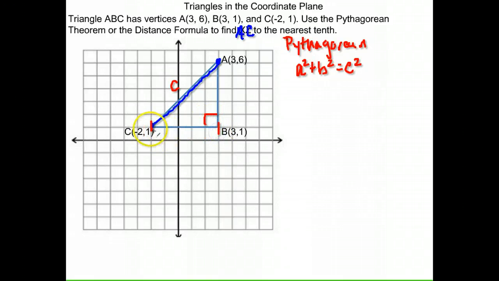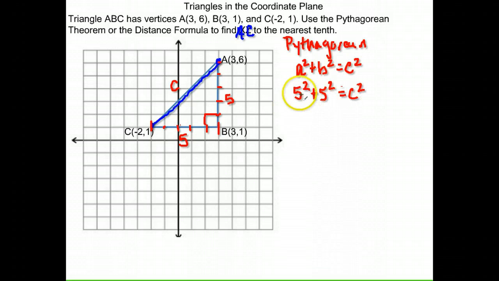So how long is this side? It's 1, 2, 3, 4, 5 squares. So this side is length 5, and this side is length 1, 2, 3, 4, 5 squares also. So my A is 5 and my B is 5. I put those into the Pythagorean theorem. 5 squared plus 5 squared equals c squared.